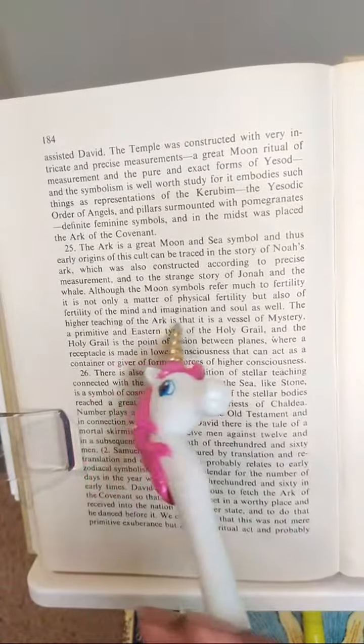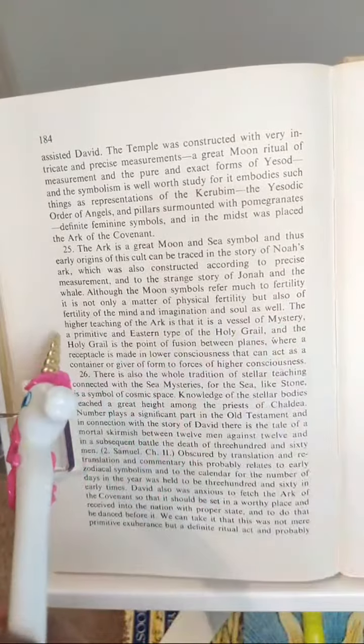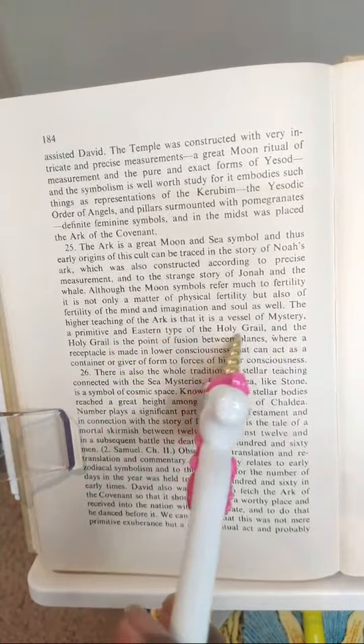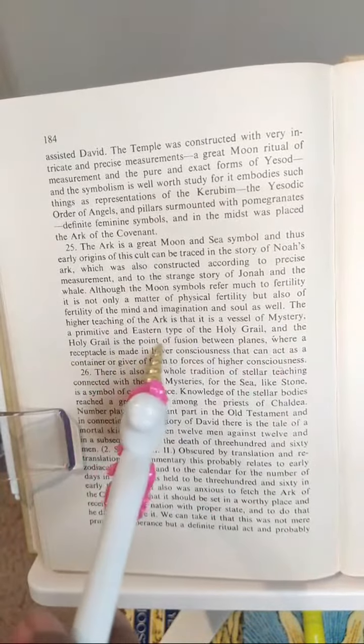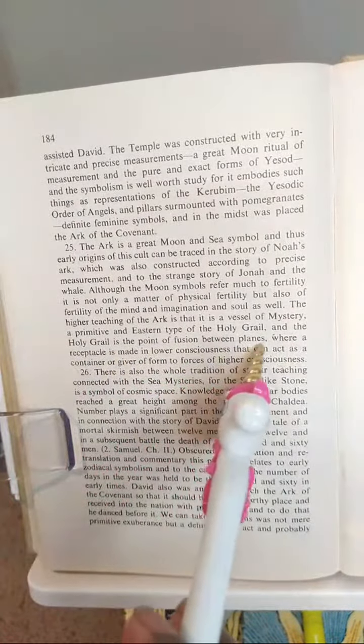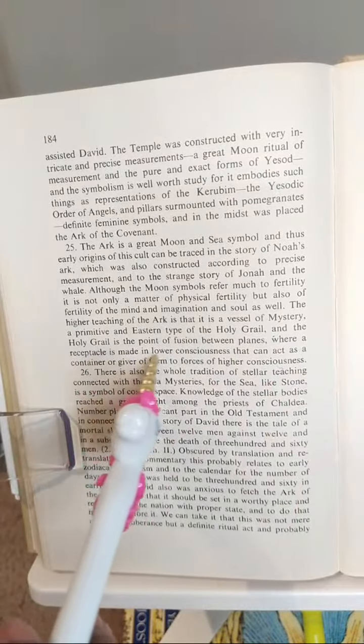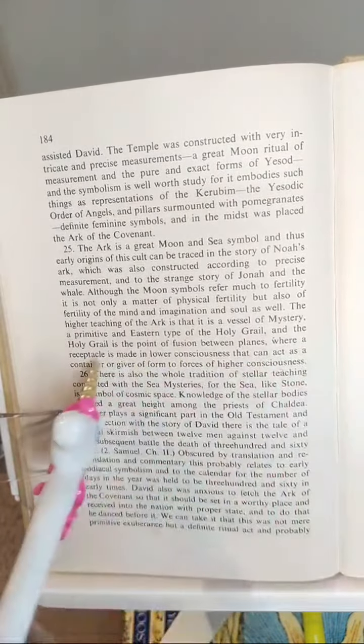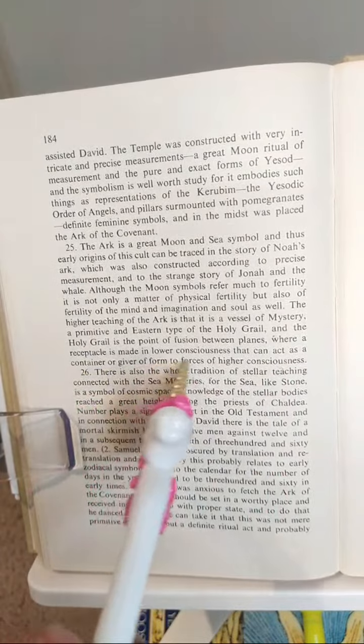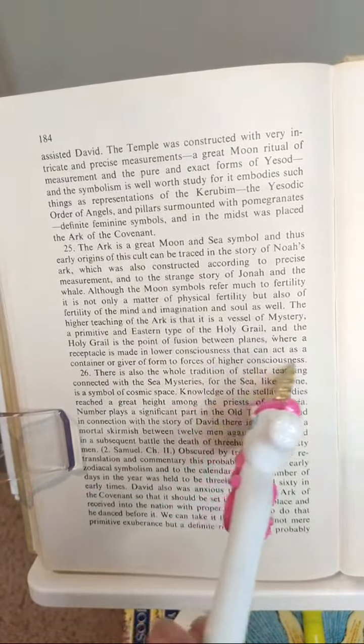The higher teaching of the Ark is that it is a vessel of mystery, a primitive and Eastern type of Holy Grail, and the Holy Grail is the point of fusion between planes, where a receptacle is made in lower consciousness that can act as a container or giver of form to forces of higher consciousness.